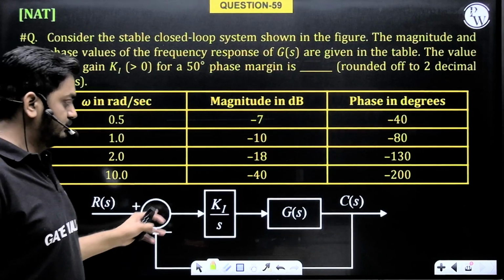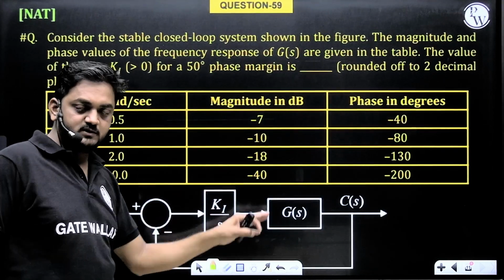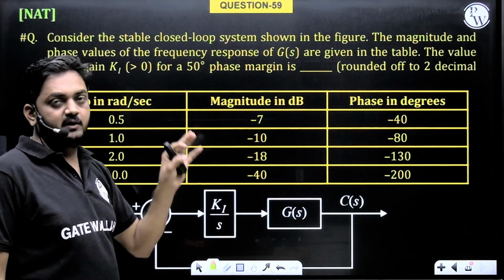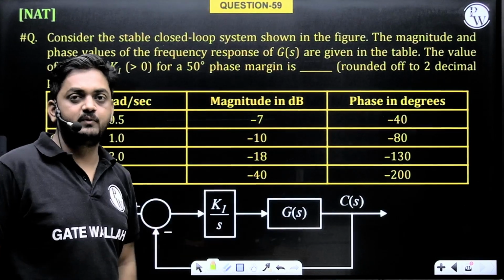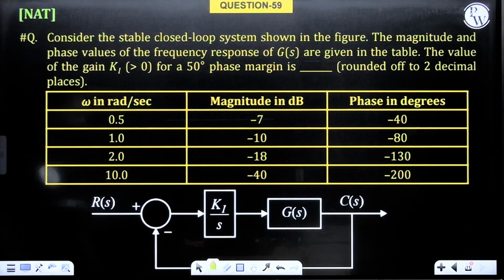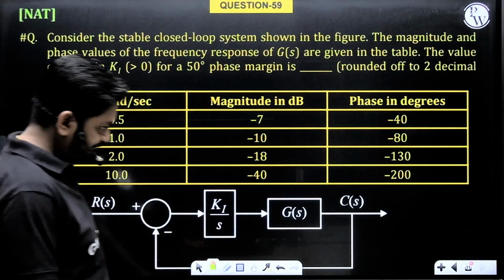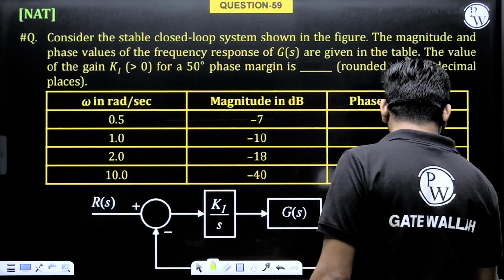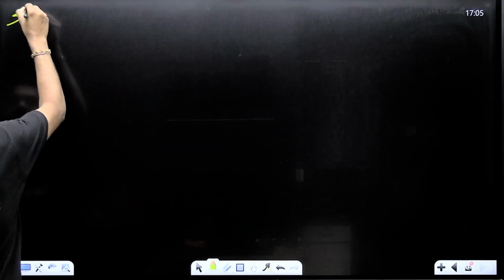So for this system, the phase margin is 50-degree, and for this phase margin, what should be the value of Ki? They are asking for it rounded up to 2 decimal places. So you have to understand the question first. The given data is the phase margin for the overall system.